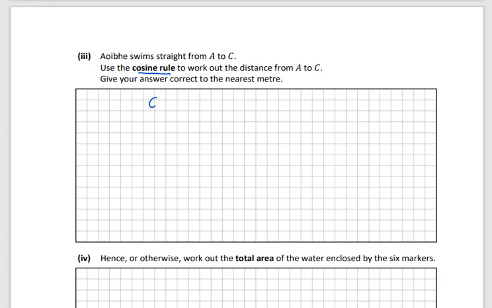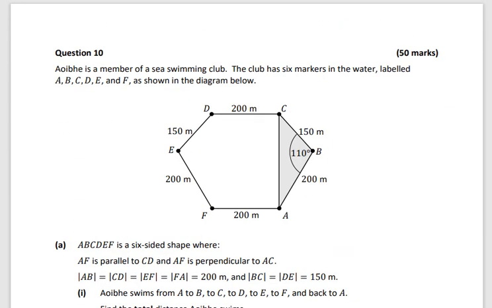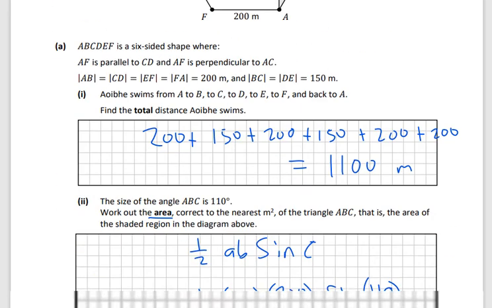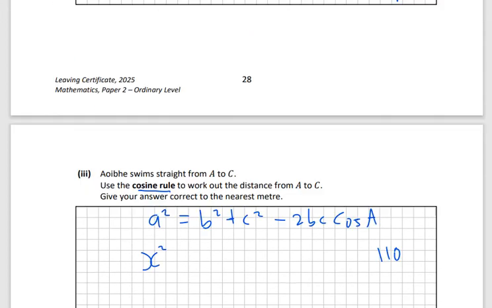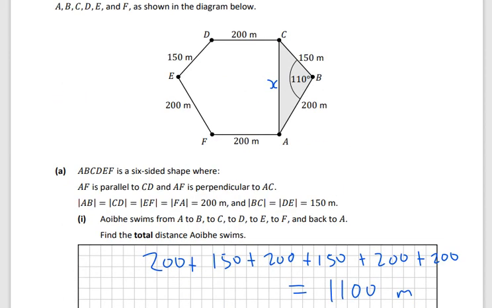It tells us to use the cosine rule here. So if we just write down the formula and try to fill some things in, it'll hopefully get us some marks. So we have to work out the distance from A to C. I'm just going to call that x. And then the x and the 110 have to be the furthest things away from each other. So I'm going to put my x squared there, and my 110 is my angle. And everything else is going to get filled in then. So the b and the c will be the things either side of the angle. So that's the 150 and the 200.